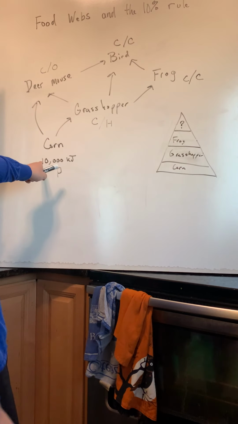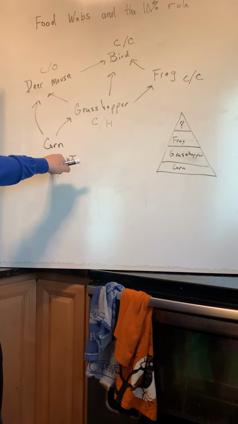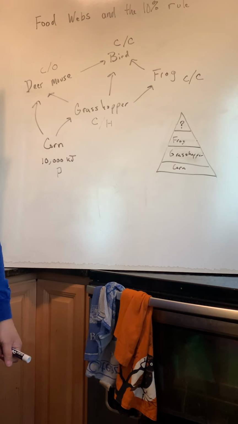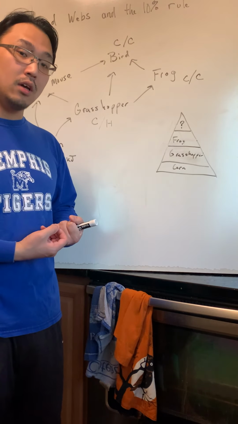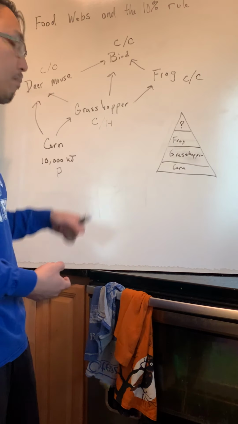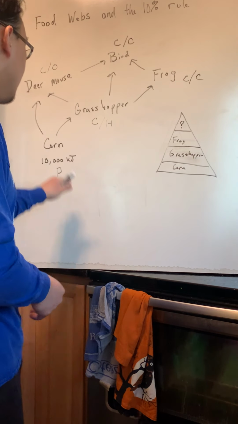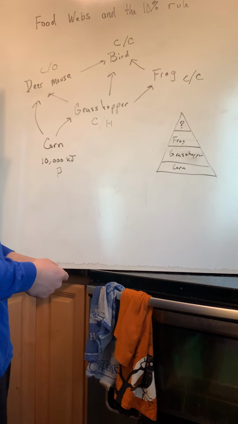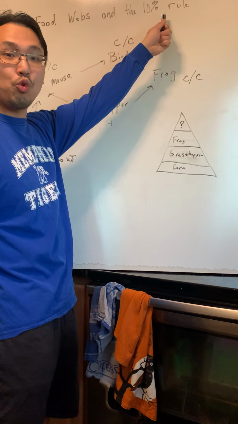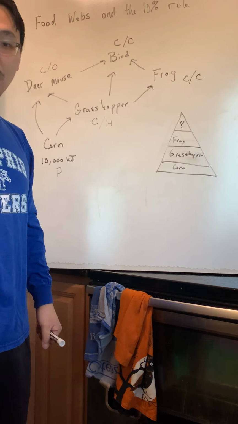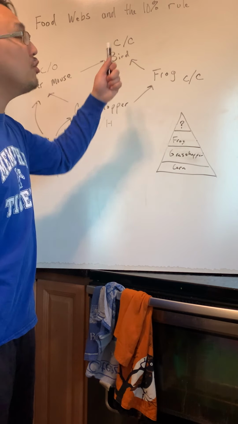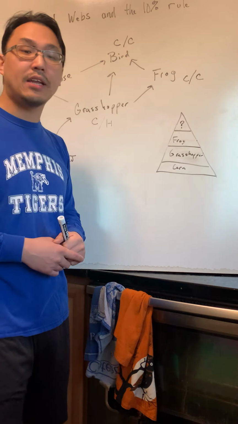So let's just assume that we have 10,000 kilojoules available. So 10,000 kilojoules is the amount of energy that that particular corn produces. And so in this case, if it has 10,000 kilojoules, the 10% rule is that only 10% of that will transfer. So in other words, we lose about 90% of that energy.